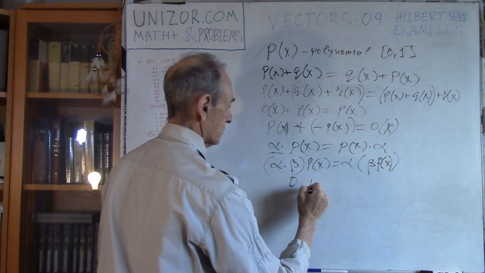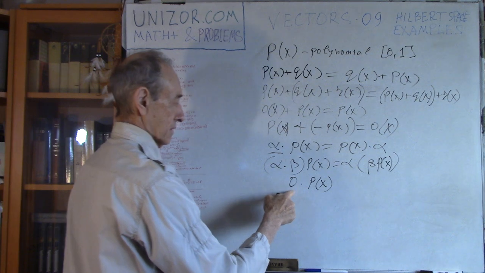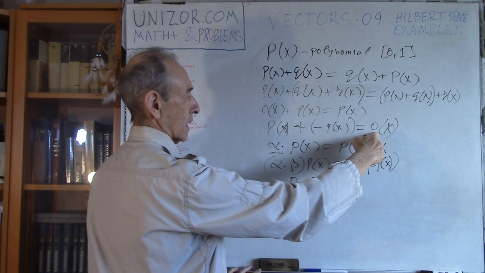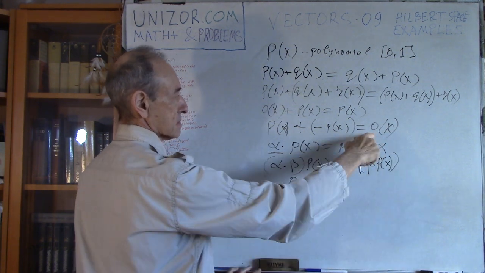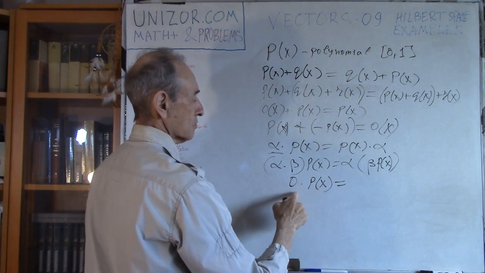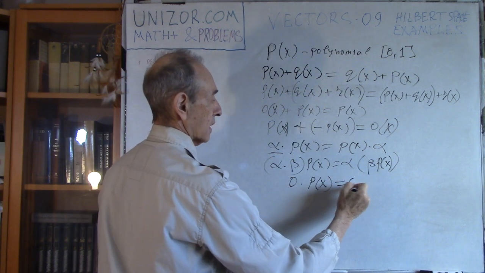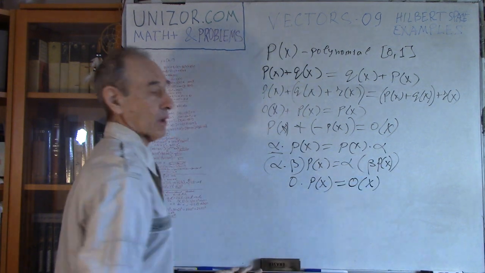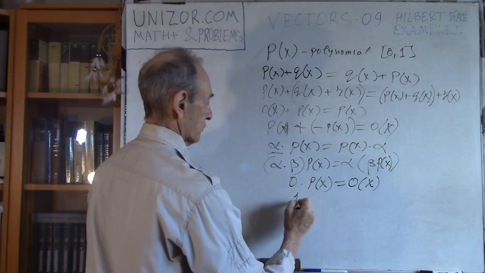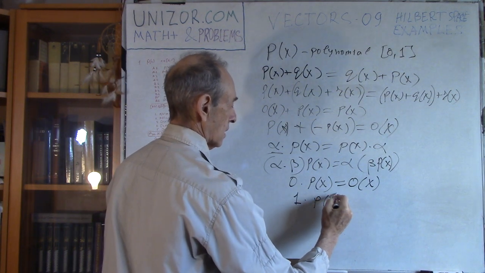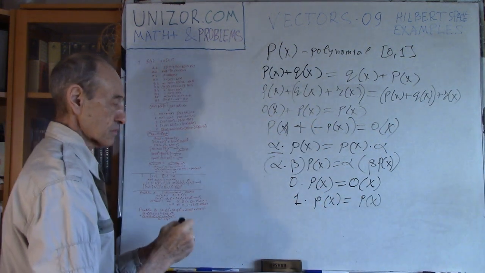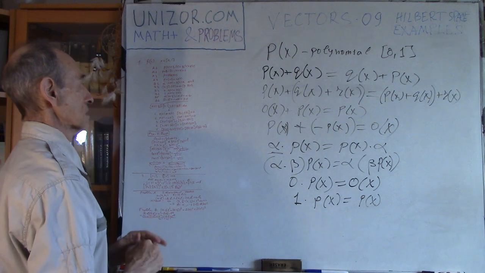Multiplication by zero. This is the number zero, which is different from the function which is equal to zero at any point. So that's why I have x here, and here I don't have x. So multiplication of any polynomial by zero gives you the zero polynomial, which is equal to zero everywhere. Now, if you multiply by one, it will not change it. So I'm talking about all the axioms which we discussed before about vector spaces.